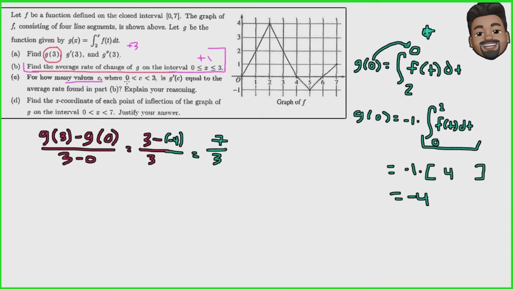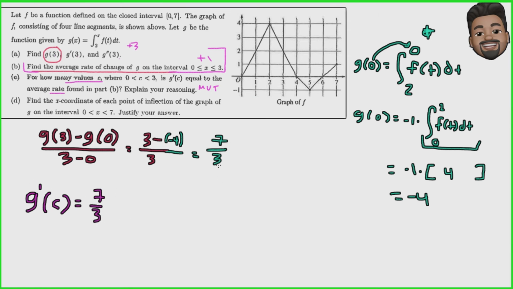For how many values of C, where C is between 0 and 3, is G prime of C equal to the average rate of change in part B? This to me looks like the mean value theorem, but because it's given this weird integral here, it looks a little bit off. So what I'm going to write is this: G prime of C should equal 7 over 3. Right? We want the derivative to equal the average rate.